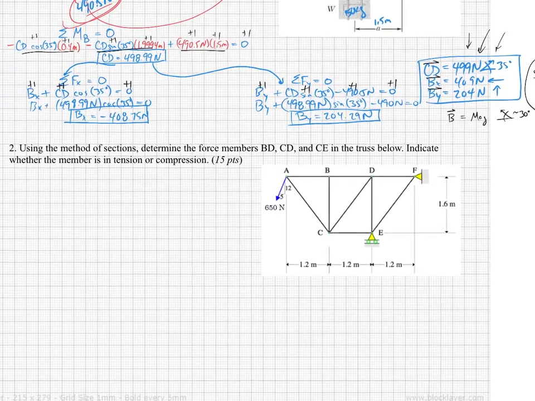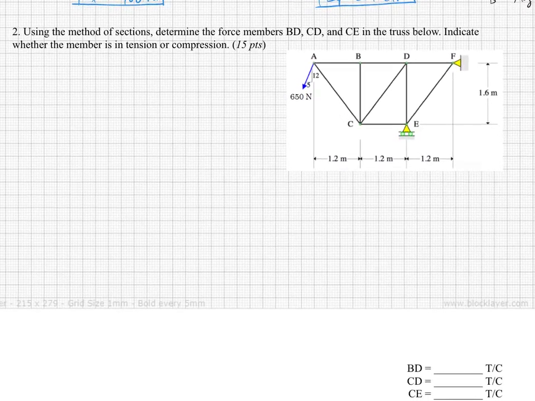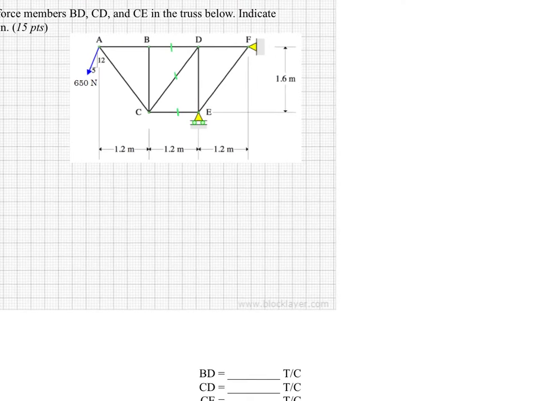So, okay, let's go over here, and we are going to do the next problem. Using the method of sections, determine the force of members BD, CD, and CE in the truss below. Indicate whether the member is in tension or compression. This is an older version of this test. I'm supposed to have spaces down here for you to write that in. Well, I'll just write it in myself.